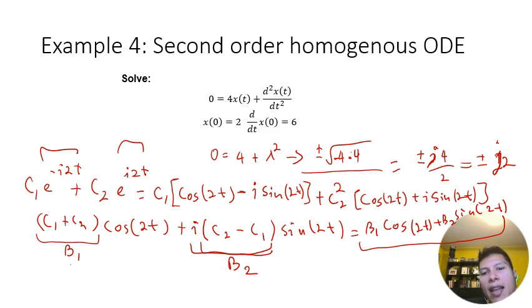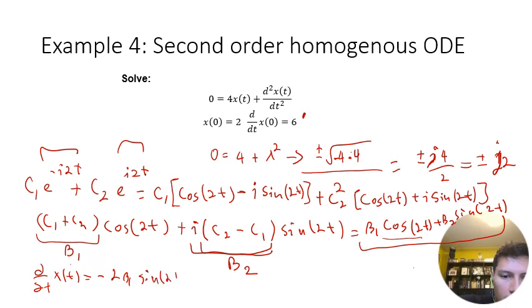Okay, so again, we have our initial conditions. So we need to figure out the derivative of this. In this case, d/dt of x of t is going to be equal to, well, the derivative of cosine is negative sine. So we're going to have negative 2b1 sine 2t plus 2b2 cosine 2t.